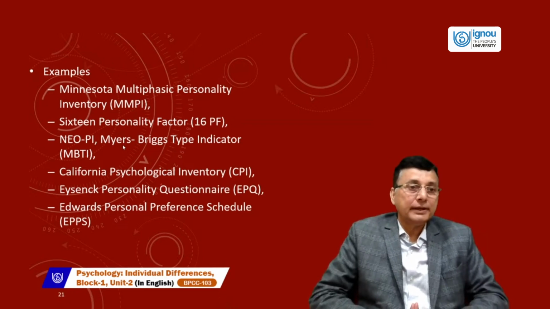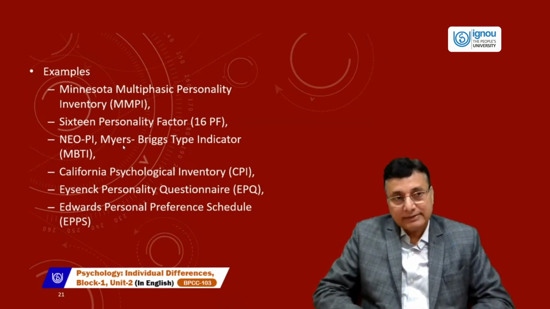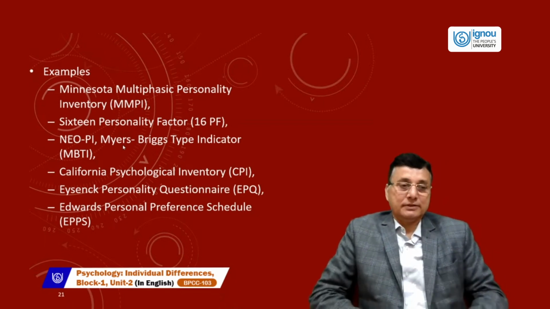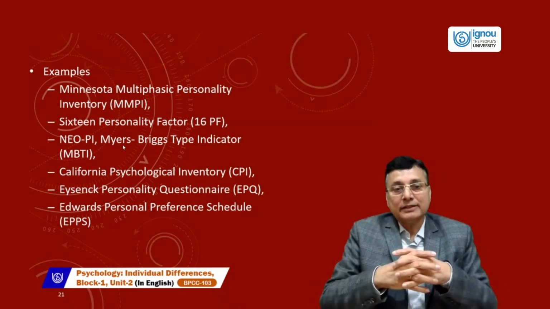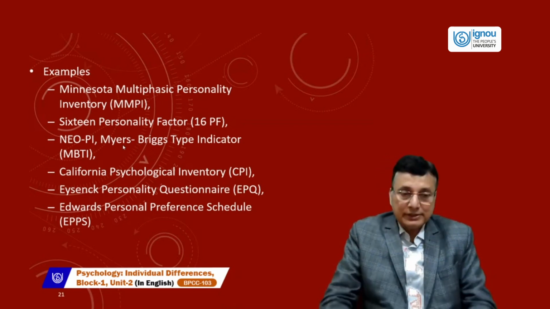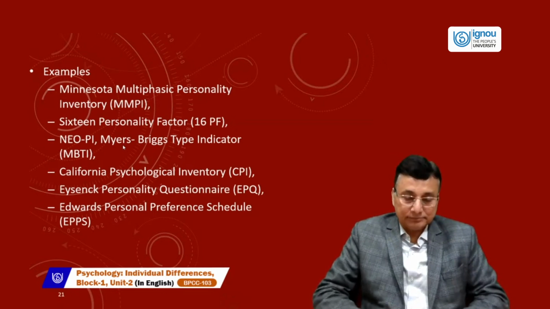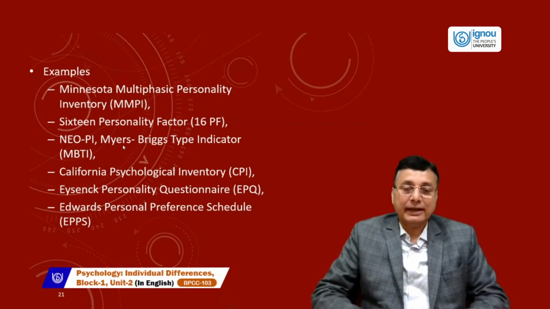Others are the NEO-PI, the Myers-Briggs Type Indicator, the California Psychological Inventory, the Eysenck Personality Questionnaire, and the Edwards Personal Preference Schedule. Some of these, like the Eysenck Personality Questionnaire, are very much used in our country, and it has again poles like introvert, extrovert, and neuroticism, psychoticism, and lie scale.